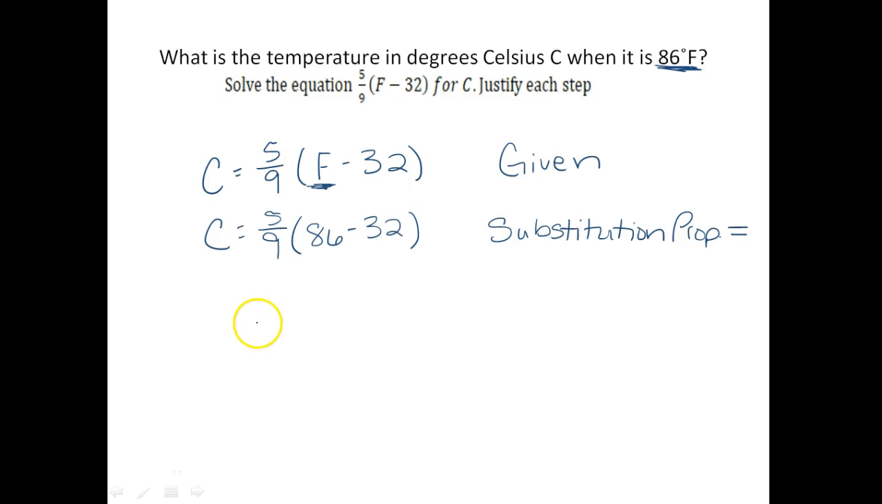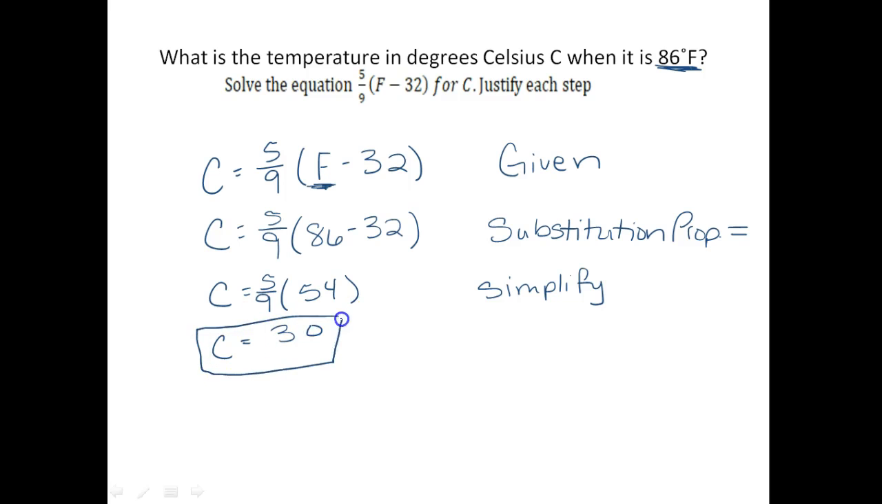All right, so now let's simplify. I have C equals 5/9. 86 minus 32 is 54. And I just simplified. And 5/9 times 54 is 30. Same thing. I just simplified, okay?